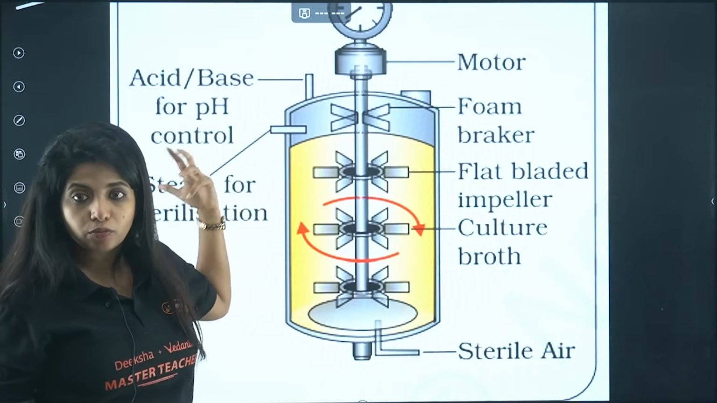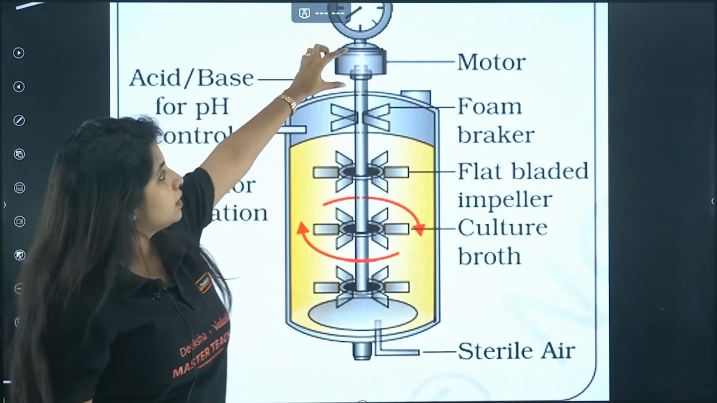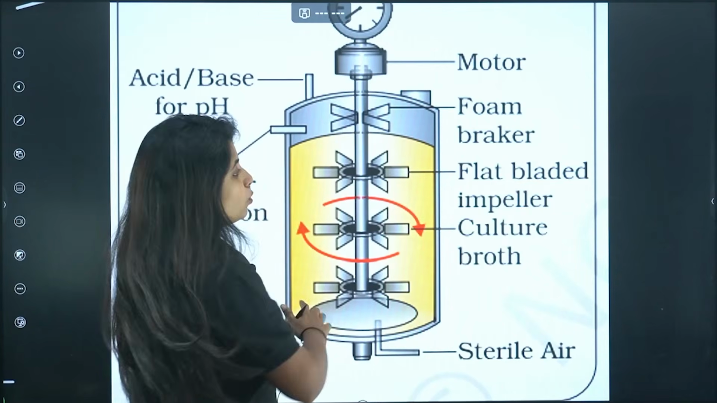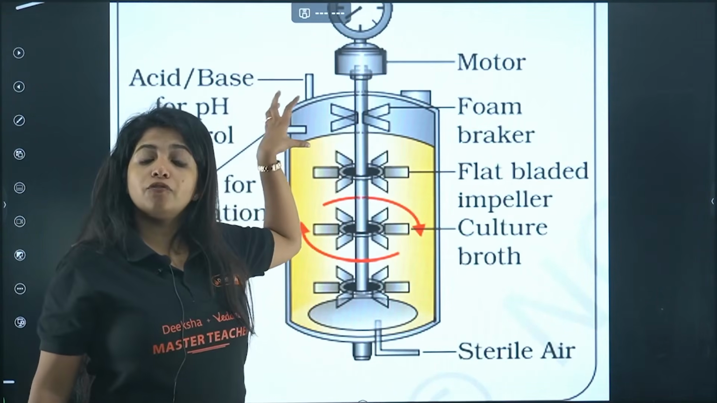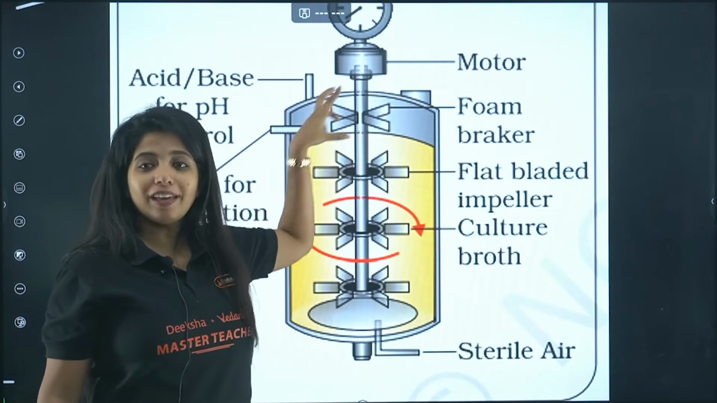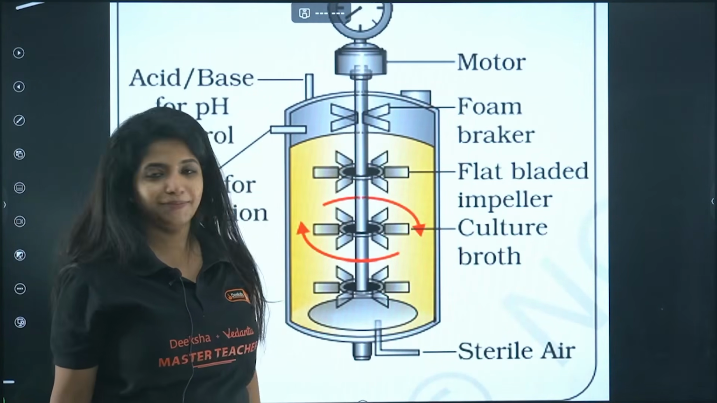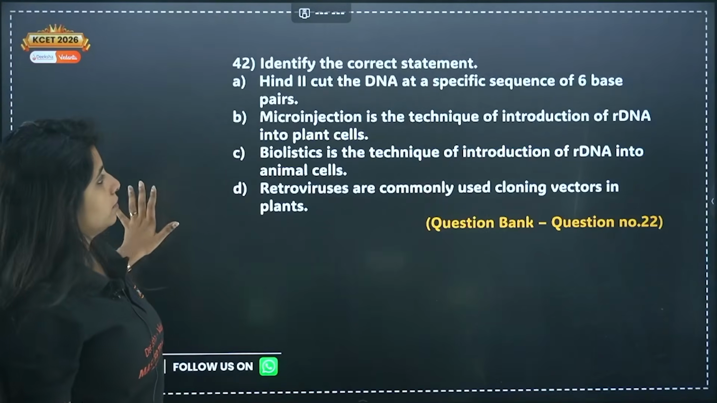Whenever the things are being removed, you need to sterilize it. There is a place for pH control. This is the motor which runs the impeller. You have something like this. This is important. This is known as foam breaker. It does not allow the foam to form over here. Okay, and the culture medium is there. That's all. Timer, everything is there.